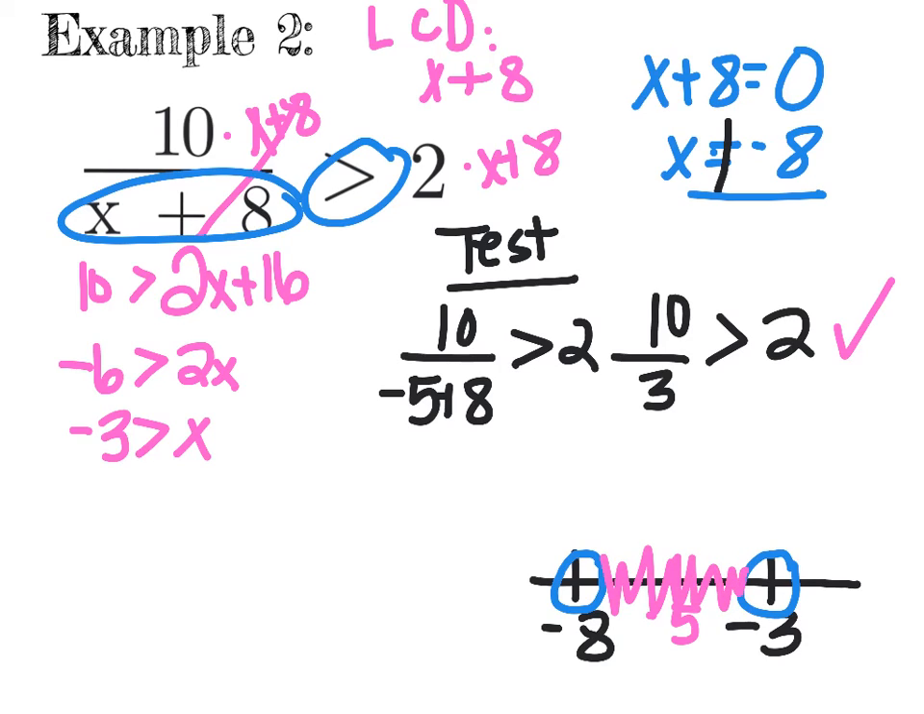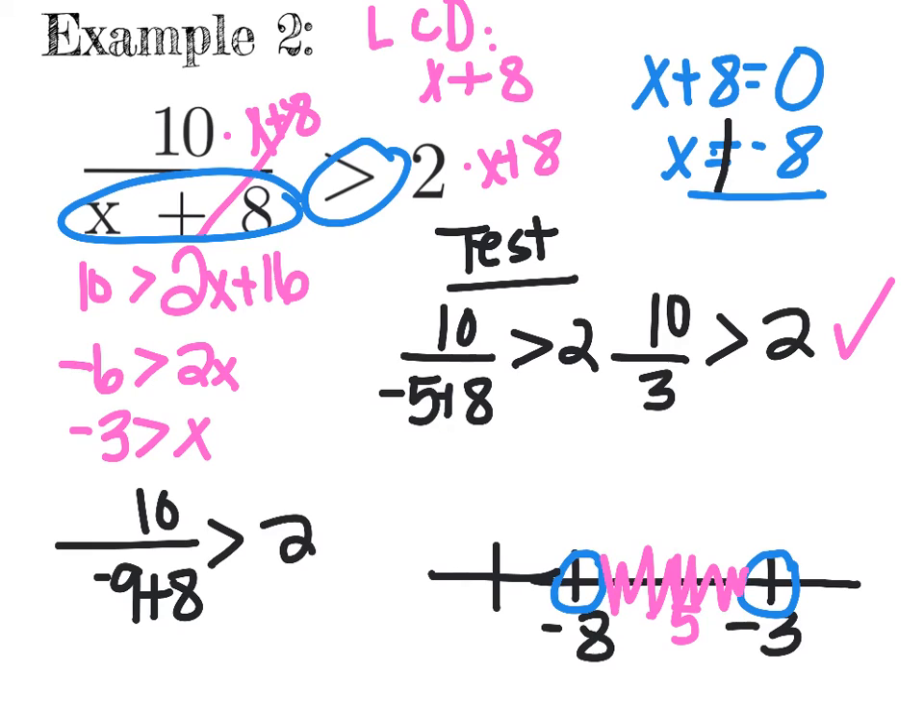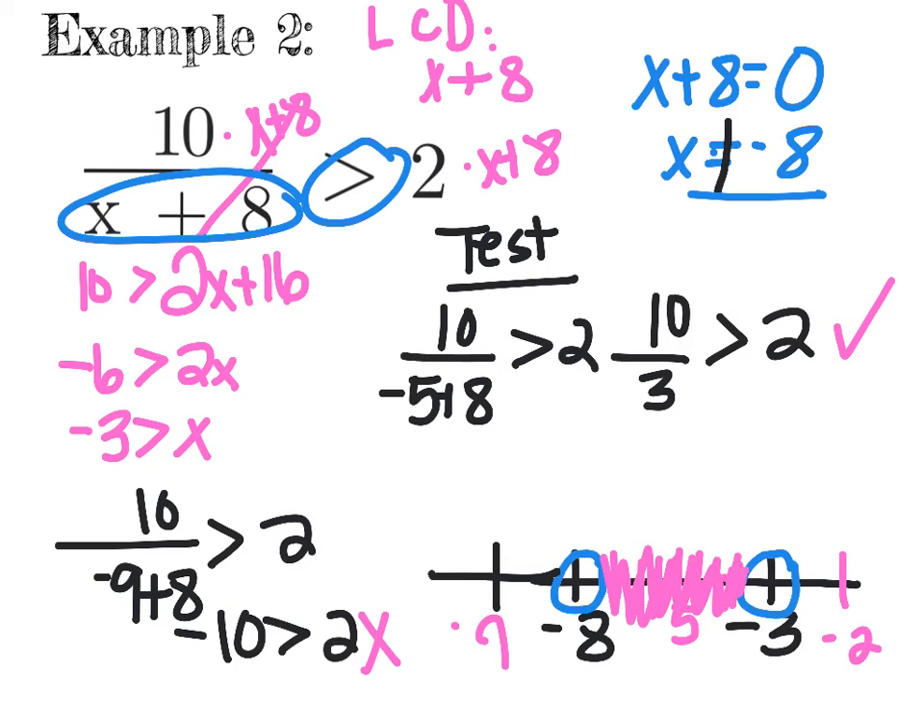I could show you, if I plug in negative 9, let's test negative 9. Plug in that for x. We're going to see that that's going to be 10 over negative 1. So negative 10 is not greater than 2. So we know that negative 9 right here is not going to work. So if negative 9 is not going to work on this side of the number line, then over here at negative 2 is also not going to work. So that's just a way to cut down the work. So we know the solution to this inequality is going to be in between negative 8 and negative 3.